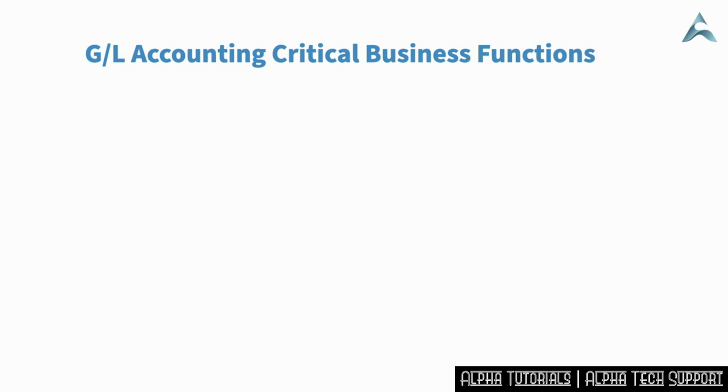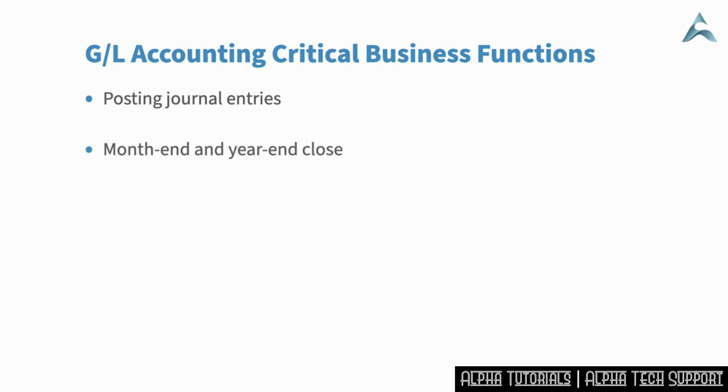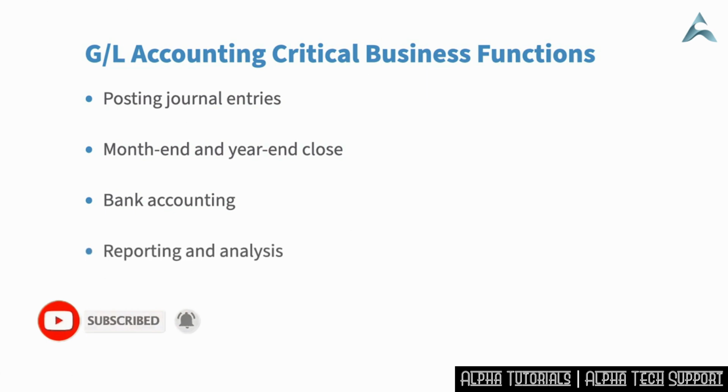Critical business functions involved in the general ledger process include posting these different types of journal entries. Next, GL accounting is where all our month and year-end closing activities are performed. Also, this is where we manage bank accounting for all incoming and outgoing payments in our bank account balances. Finally, general ledger accounting provides an up-to-the-minute analysis and reporting of the financial situation at our organization.